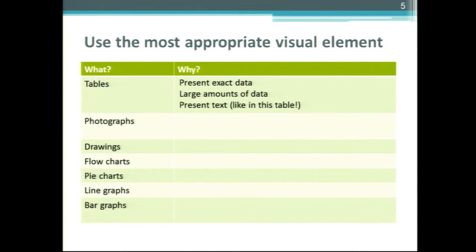Tables can show a lot of data, can show very exact data, allow people to get the figures exactly. And they can also be used to present text in a way that's easy for a reader to understand how different textual ideas are related to each other. So throwing in a table can be very helpful to explain when you have complicated relationships between things.